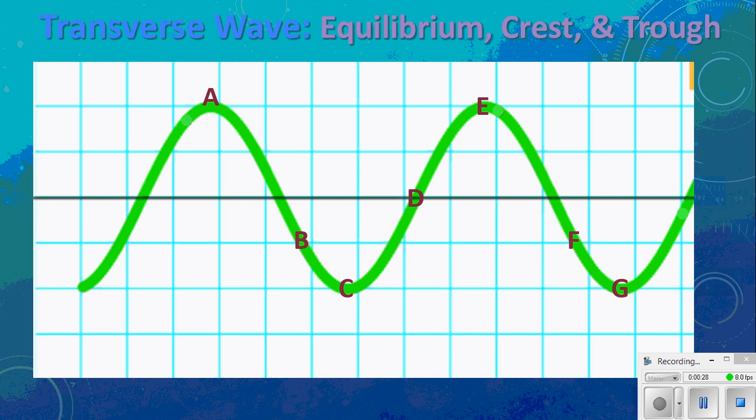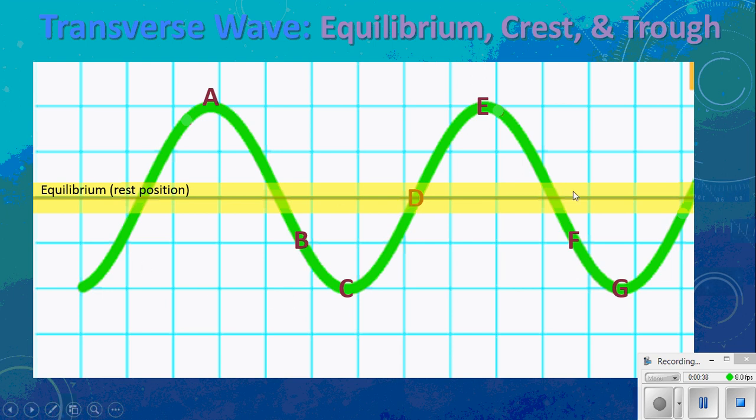First thing we're going to discuss is the equilibrium, crest, and trough of transverse waves. The equilibrium is also known as the rest position, and it's the solid line here, sometimes shown as a dotted line, sometimes maybe not even shown at all. But basically, it's where the string or the rope or whatever is indicating this wave would be if there was no disturbance.